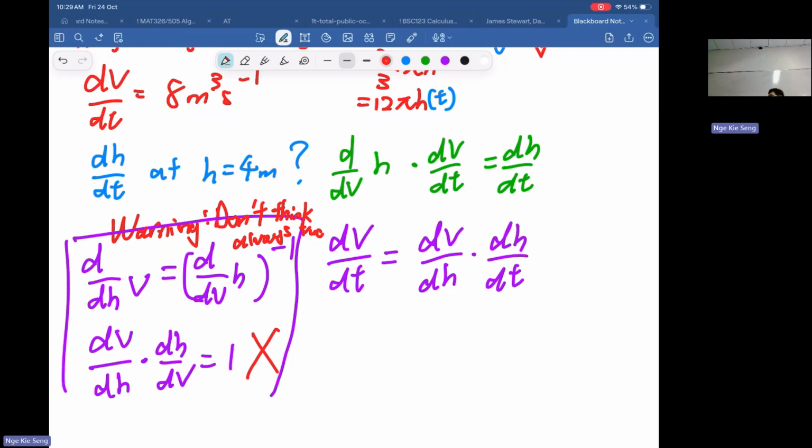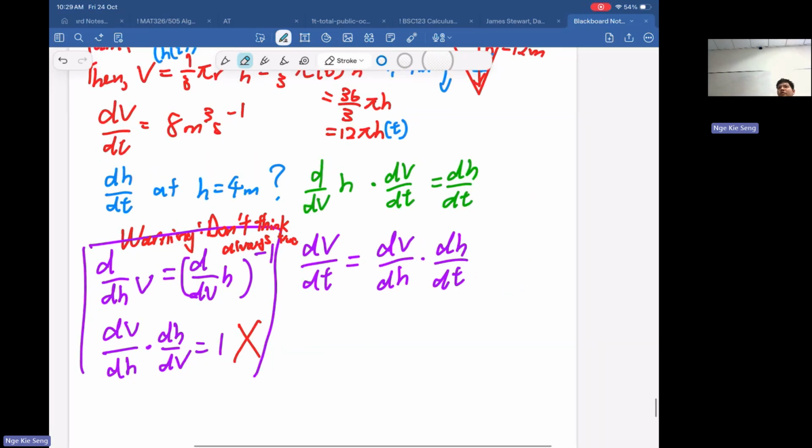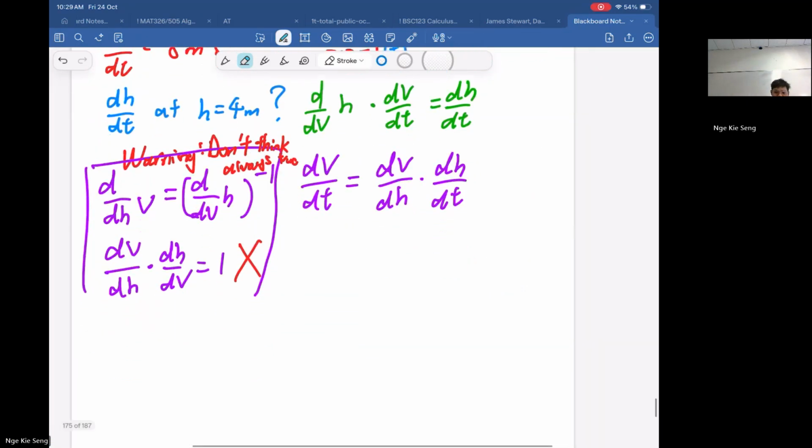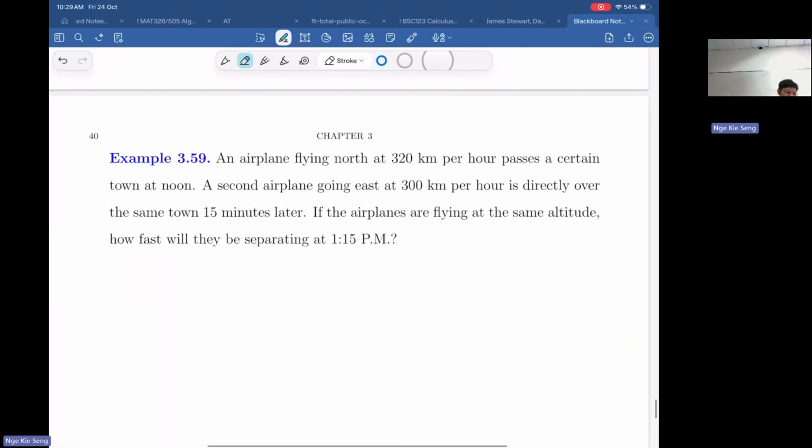For example, the chain rule looks like a fraction. But don't ever think of it like this. No, it's not like that. Maybe you can use it to memorize the formula, but it's not where it came from. Okay, so I think it's fine, right? We leave it here and then you can finish the calculation. Okay, go to the next.